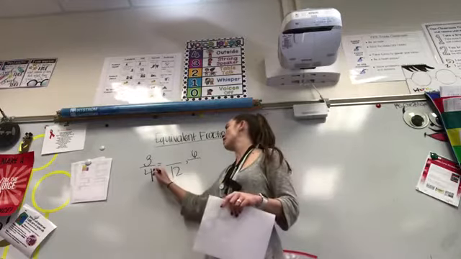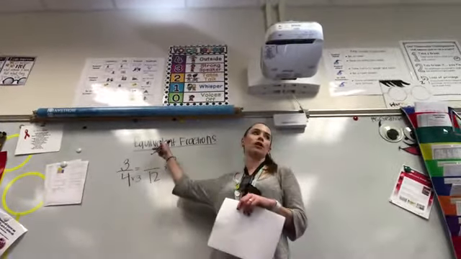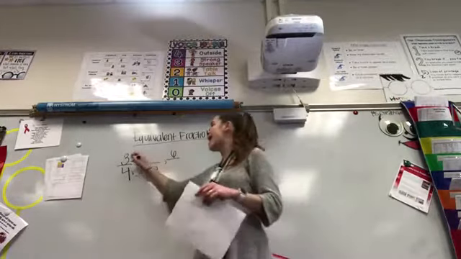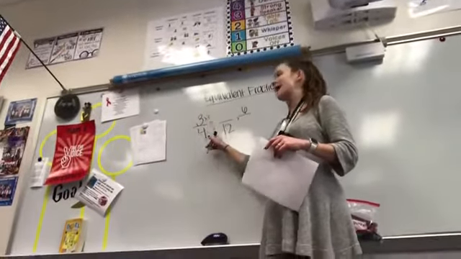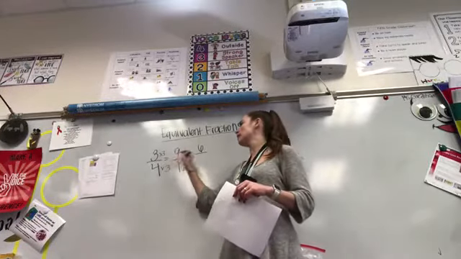I multiplied by 3. So what do I need to do to my numerator to find my numerator of my equivalent fraction? I have to also multiply it by that same number. 3 times 3 is? 9.